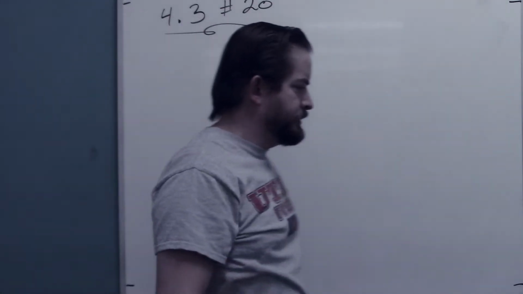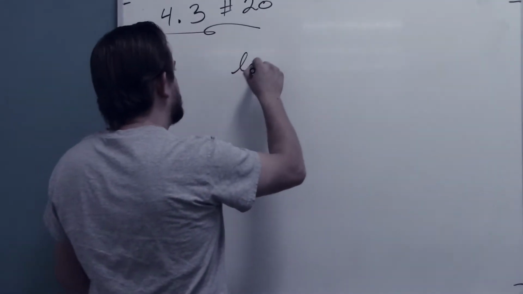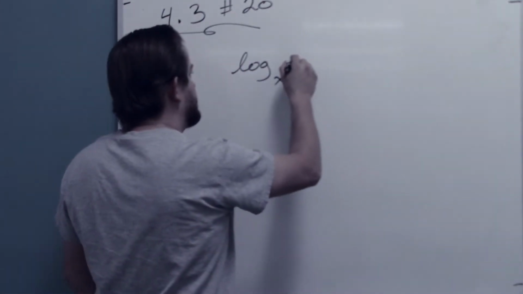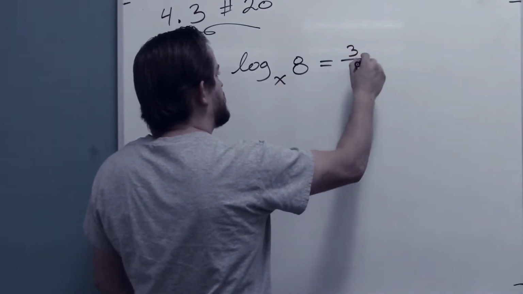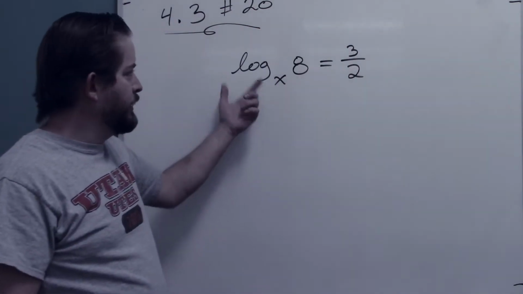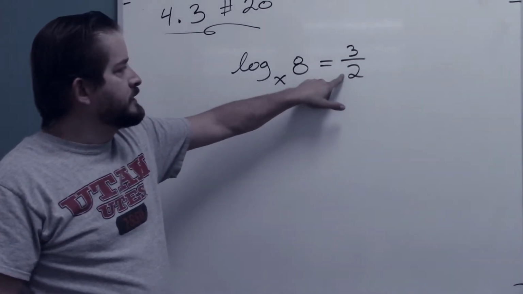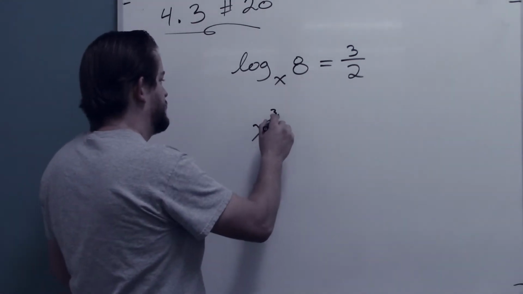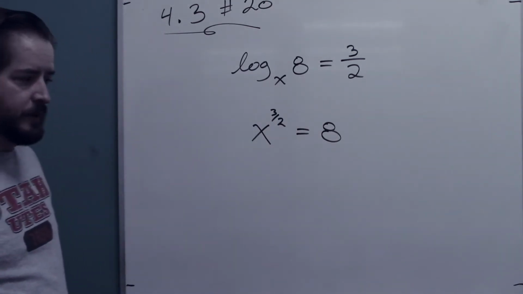It says, use the definition of the logarithmic function to find x, and x is our base of the log. Log base x of 8 is 3/2. Okay. So the definition of the log, right, we can rewrite this as an exponential. That is to say, I can have this as x raised to the 3/2 power is equal to 8. That's really what this means.